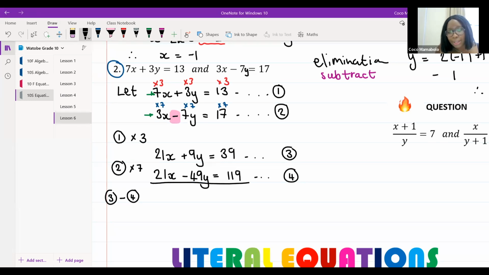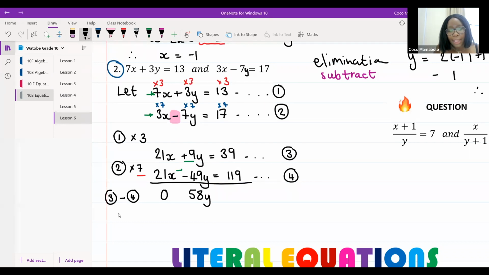And then we can just do a minus here. Okay. 21x minus 21x is 0. Right. And then I'm going to get positive 9y minus negative 49. What's going to happen to those two minuses? A minus and a minus are going to give me, what are they going to give me? We're not going to be minusing anymore. We're going to be plusing. That's it. So I'm actually going to have 9y plus 49y, which should give me 58y.